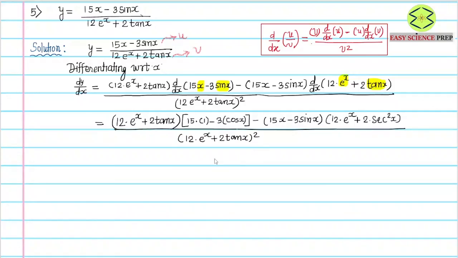Okay. Now what is remaining is the simplification part. Need not simplify too much because there is no benefit you are going to get out of that. So simplify as much as you can, just one or two steps, that's all. I'll keep it as it is here. I can't do anything here. This is going to be (15 minus 3 cos x) times (12 e raised to x plus 2 tan x), minus, as it is, (15x minus 3 sin x), times (12 e raised to x plus 2 secant square x).